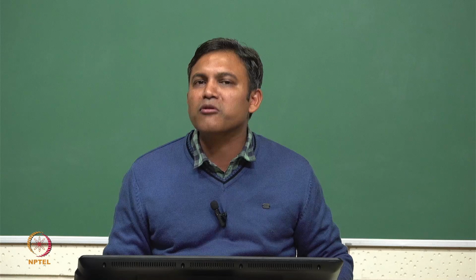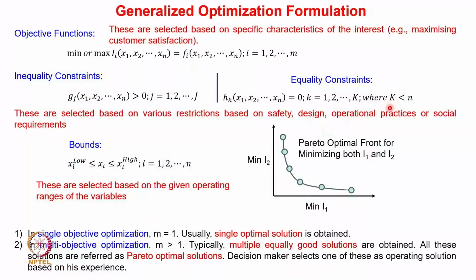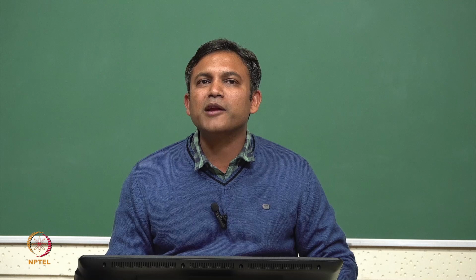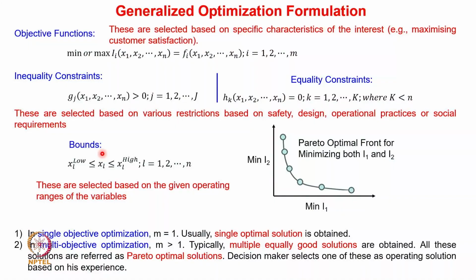So optimization is present only and only if there are a large number of solutions possible, and out of those we wanted to select the best solution, isn't it? So clearly, for the optimization problem, this capital K should be less than n. In addition to these constraints, additionally there are bounds. Now what are the bounds? Bounds are nothing but the ranges of these decision variables which we have to specify. These ranges are specified based on the operational practices, what are the ranges of different variables based on the safety perspective, isn't it? So these are selected based on the given operative ranges of the variables.